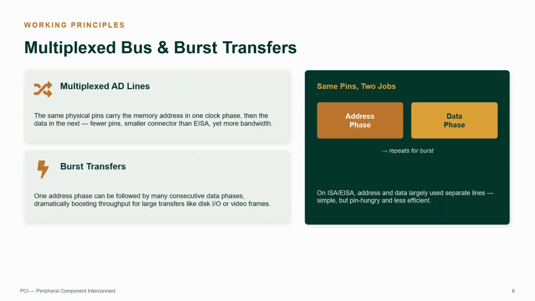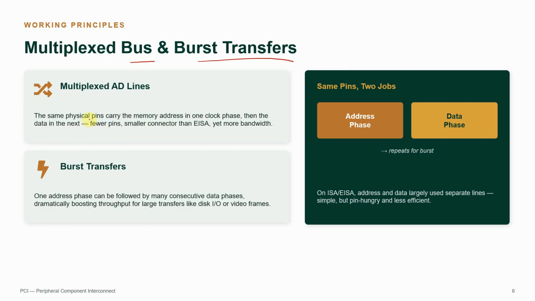Coming to the working principles, as I've said previously, I'm going to have a multiplexed bus and burst transfers. In the case of ISA or EISA, I was not having the feature of burst transfers, but in the case of PCI, I'm going to have the concept of burst transfers, where I'm going to have multiplexed address and data lines. As I've said previously, the same physical pins carry the memory address in one clock phase, then the data in the next.